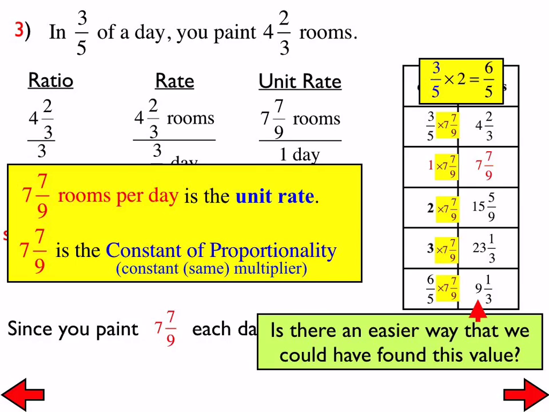So right. So 3/5 times 2 is 6/5. So if you'd just taken your answer, the 4 2/3, and doubled it, you would get 9 1/3. So sometimes you can find values within the table without doing quite as much work. Okay?